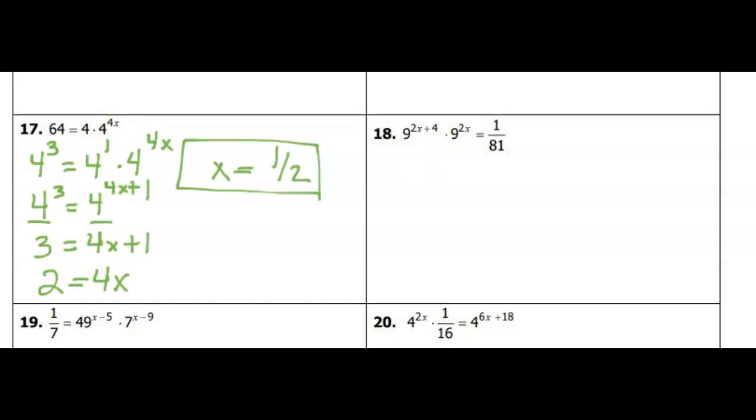Okay, and again, checking your answer, you can see if that works. And in this case, we're going to see that yes, it's going to give us 4 to the 3rd power when you plug it in both.